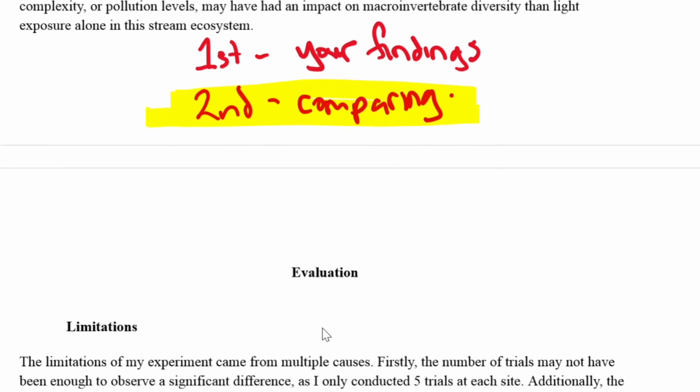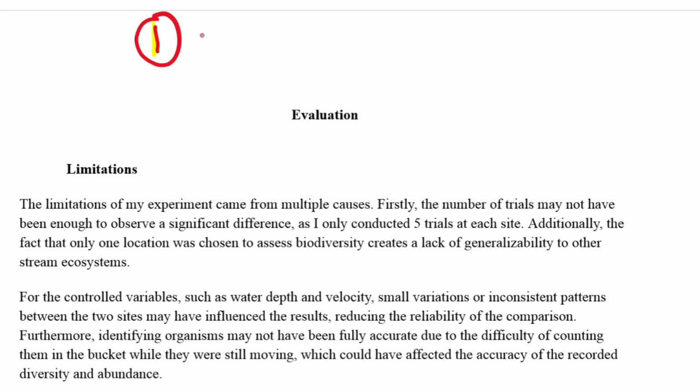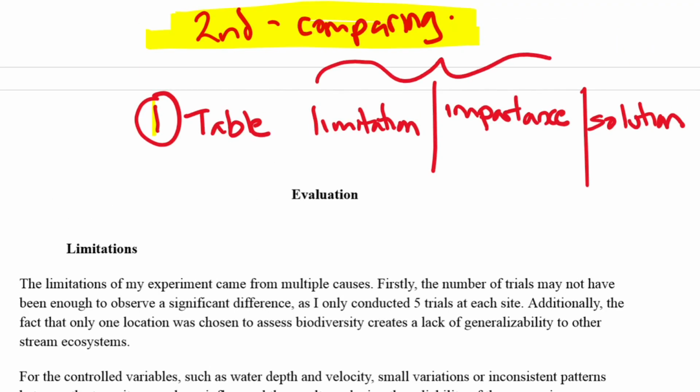Looking at your evaluation, I have 3 suggestions. The first one, a table with your limitation in the first column, the importance of the limitation, finally, the solution for next time. You need all of these. The first 2 will give you the first strand of evaluation. This will give you the second strand of evaluation.